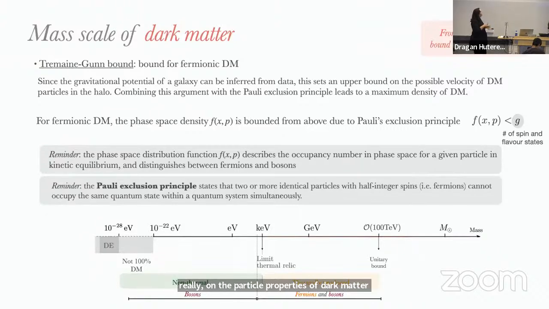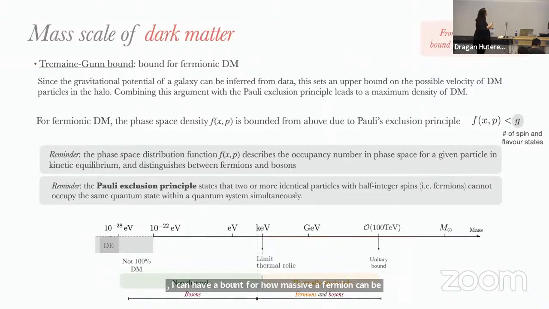So we saw Newtonian physics, normal Newtonian physics. The mass of my galaxy, for example, which I can just translate into gravitational potential, is going to dictate what the possible velocities of dark matter are, right? Remember the elliptical galaxy: if you have less mass or more mass, the velocity is different. So the size of my gravitational potential dictates the velocity. If I combine this argument with the Pauli exclusion principle, I can get a bound on how massive a fermion can be for being dark matter.